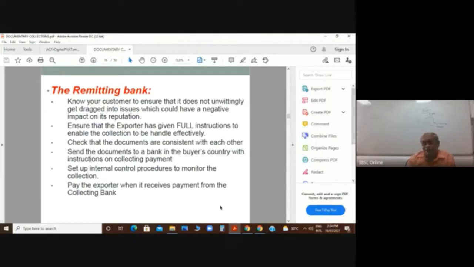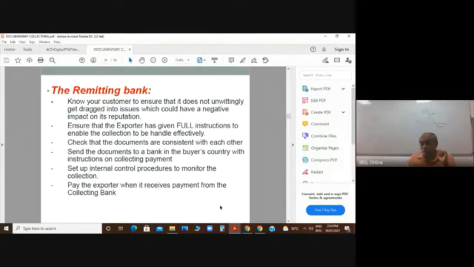Whatever the instructions to the collecting bank are, they have to be completed and filled by the exporter. That is the collection order form, which will be handed over to the remitting bank along with the documents, with full details. You have to ensure that, and then check the documents are consistent with each other.